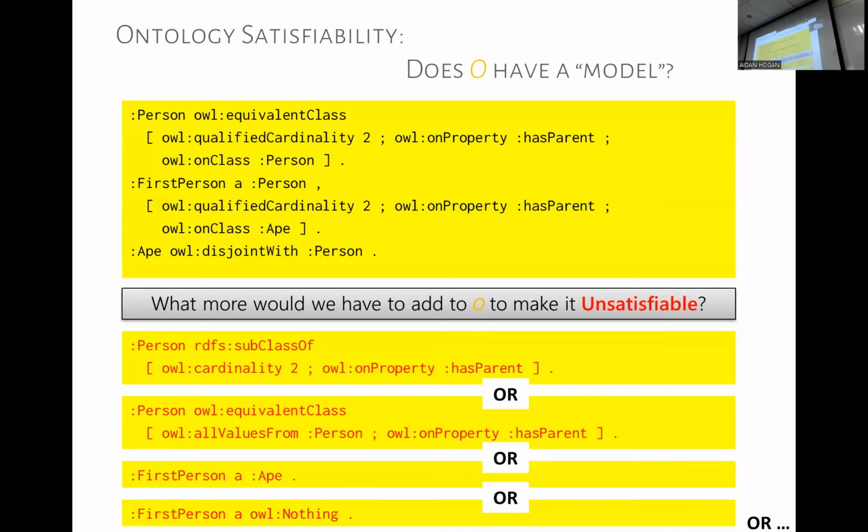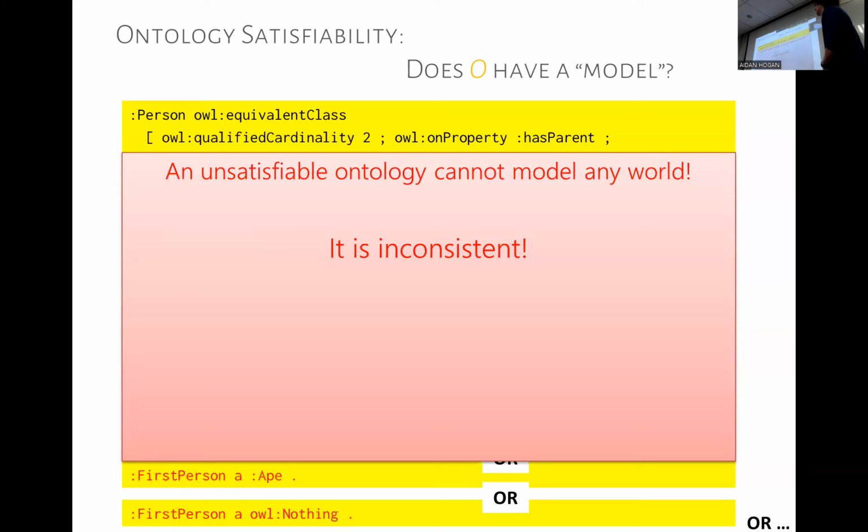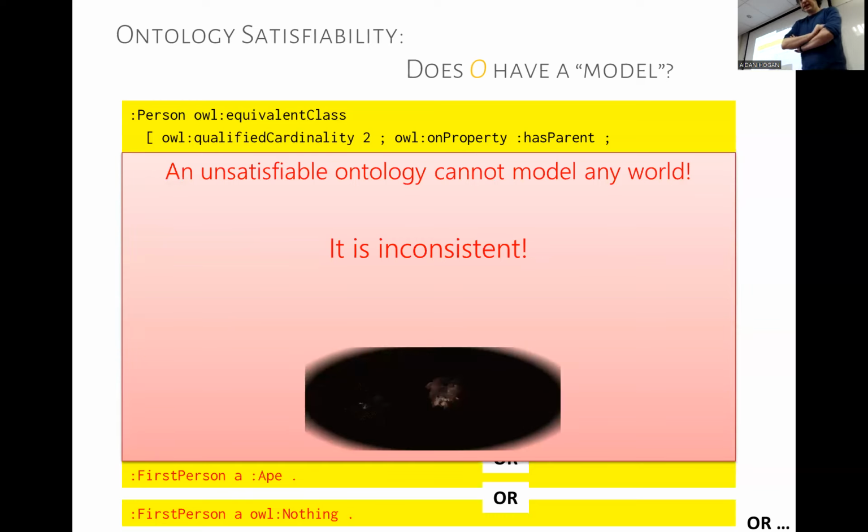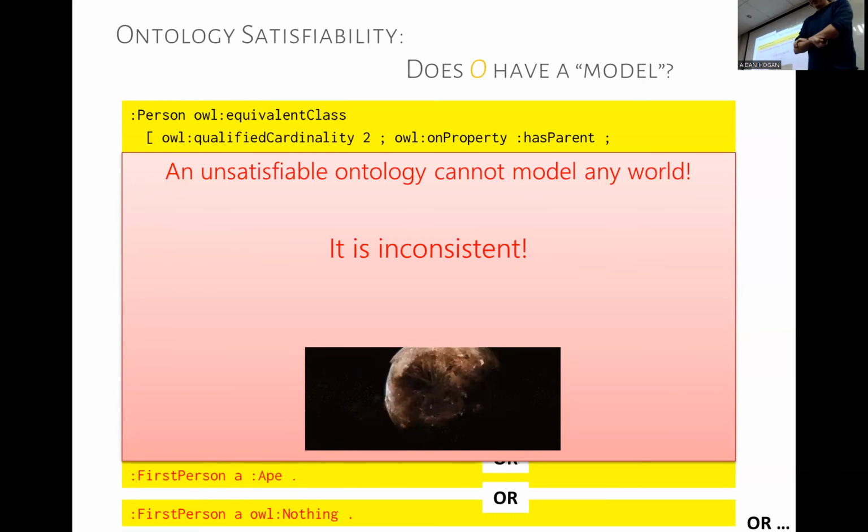Okay, and there's probably a bunch of other stuff we could add. So an unsatisfiable ontology cannot model any world. It is inconsistent, and this is the case of the world imploding that we saw earlier.